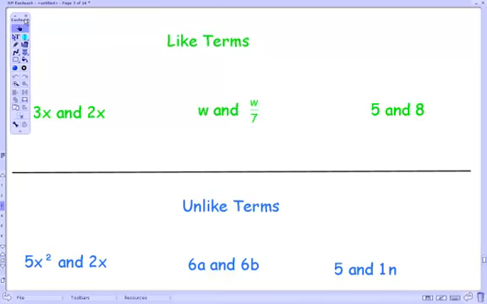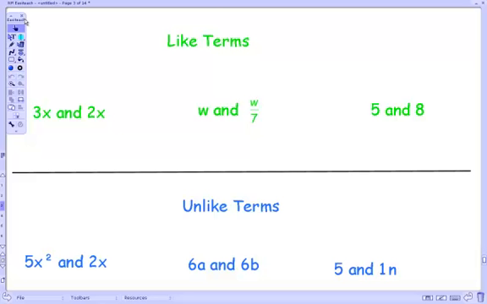Some examples of like terms. So x and 2x would be alike. w and w over 7. 5 and 8 would be alike. However, 5x squared and 2x squared would not be alike. Why do you think that these two are like 3x and 2x, but 5x squared and 2x are not alike? What's the difference between the two? One is to the second power, and the other one to the first. Good, they both have the same variable, but this one's raised to the second power, so it's not really the same. You can't put them together.